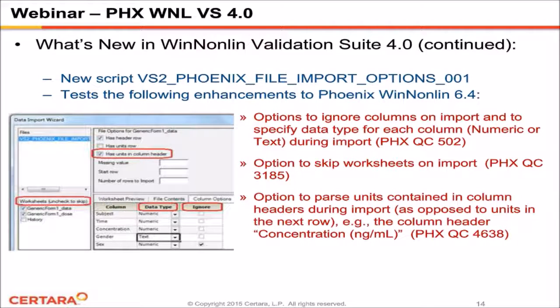You'll also see a data type column where the type of the column can be set to numeric or text. Now, you probably know that Phoenix will try to figure out for you whether your data is numeric or text as it imports, but you might have a subject column that's represented by numbers, but you'd prefer that be imported as text. So you can make that change here.